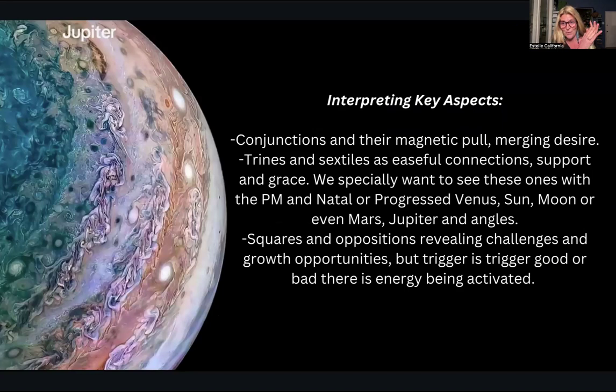Interpreting key aspects. Well, there is nothing new here, we just review it together. Conjunctions are a magnetic pull, merging desire. Trines and sextiles are easeful connection, support, and grace. We especially want to see these with the progressed Moon and natal or progressed Venus, Sun, Moon, even Mars, Jupiter, and the angles. Squares and oppositions reveal challenges and growth opportunities. But a trigger is a trigger, good or bad, there is still energy being activated.